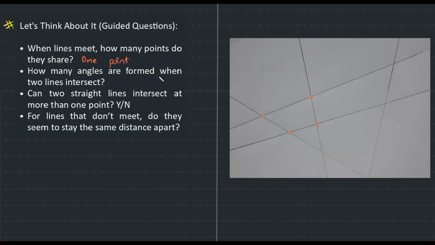How many angles are found when 2 lines intersect? That we saw 4. Can 2 straight lines intersect at more than 1 point? What do you think? Answer is no.